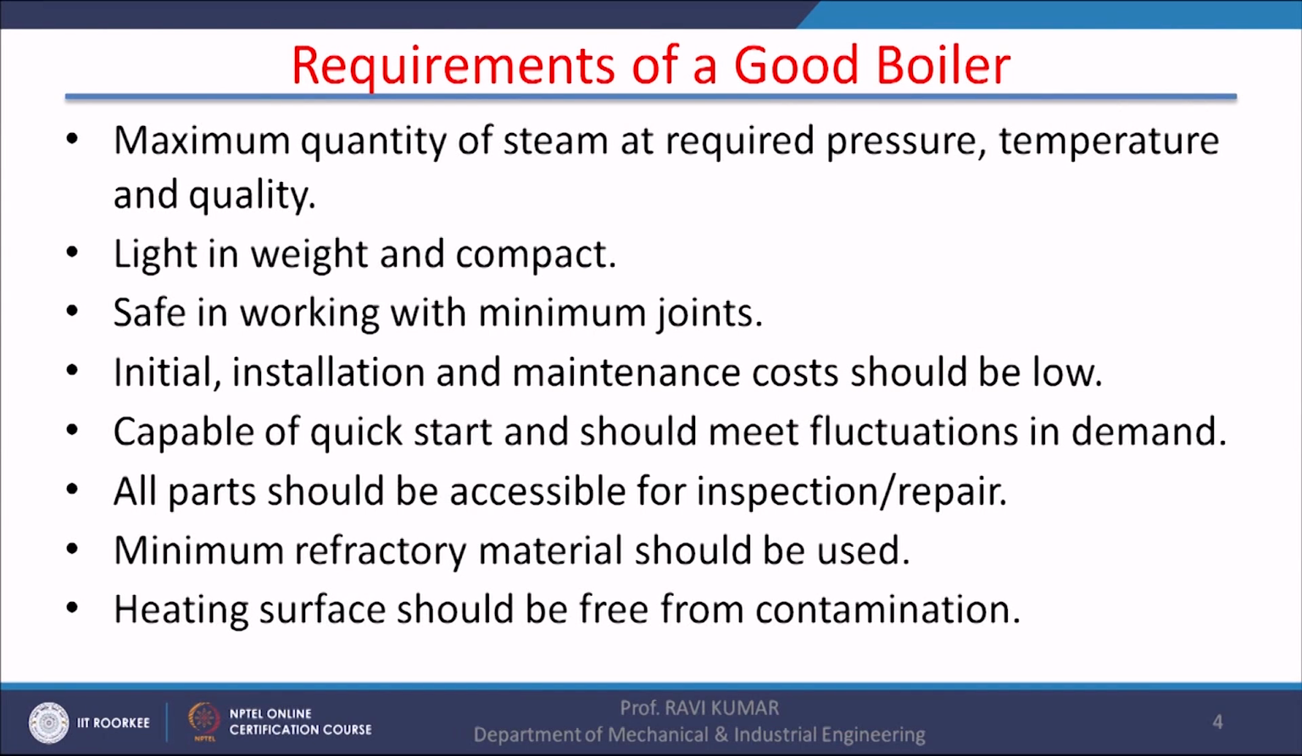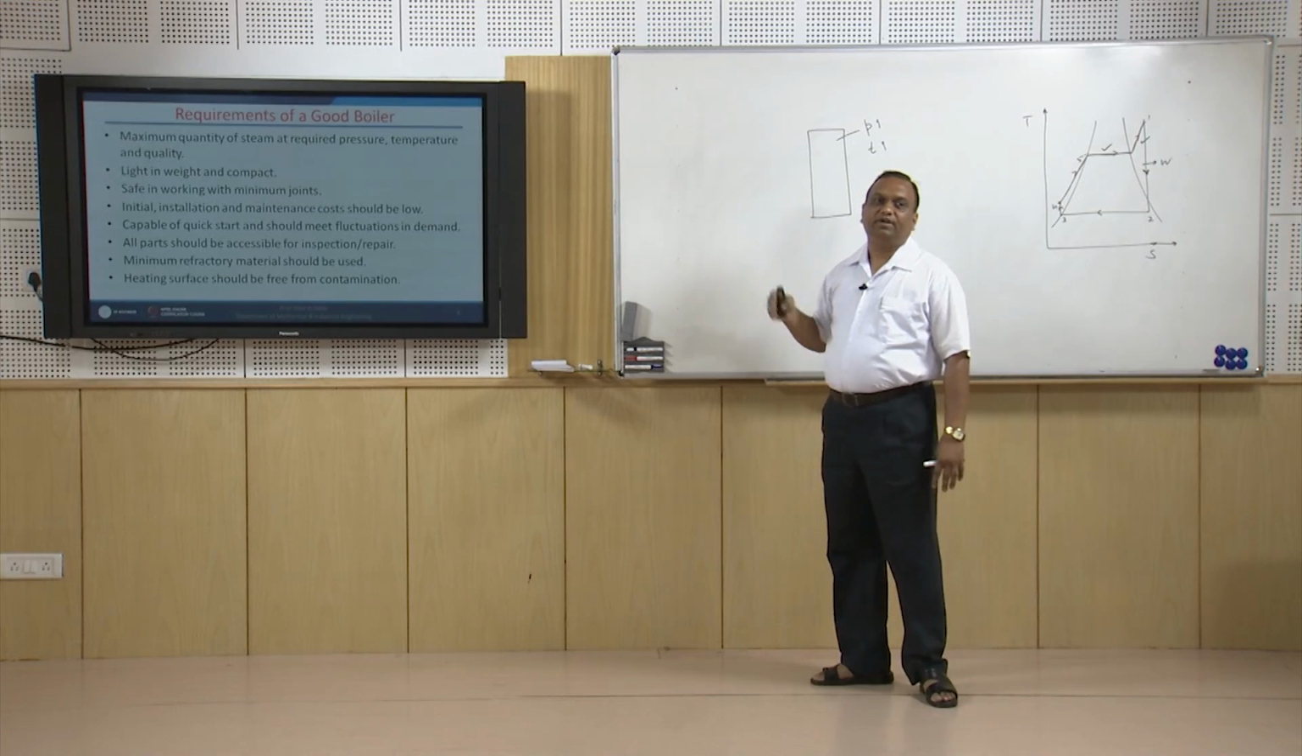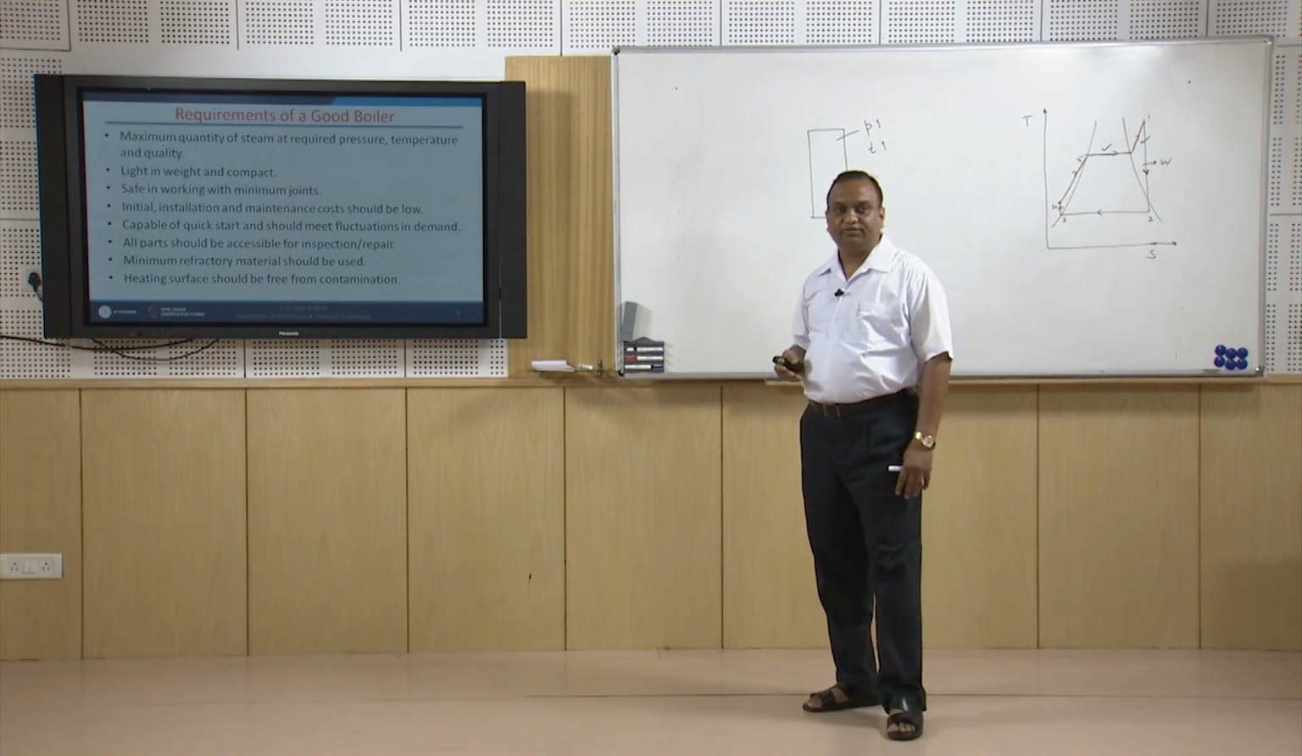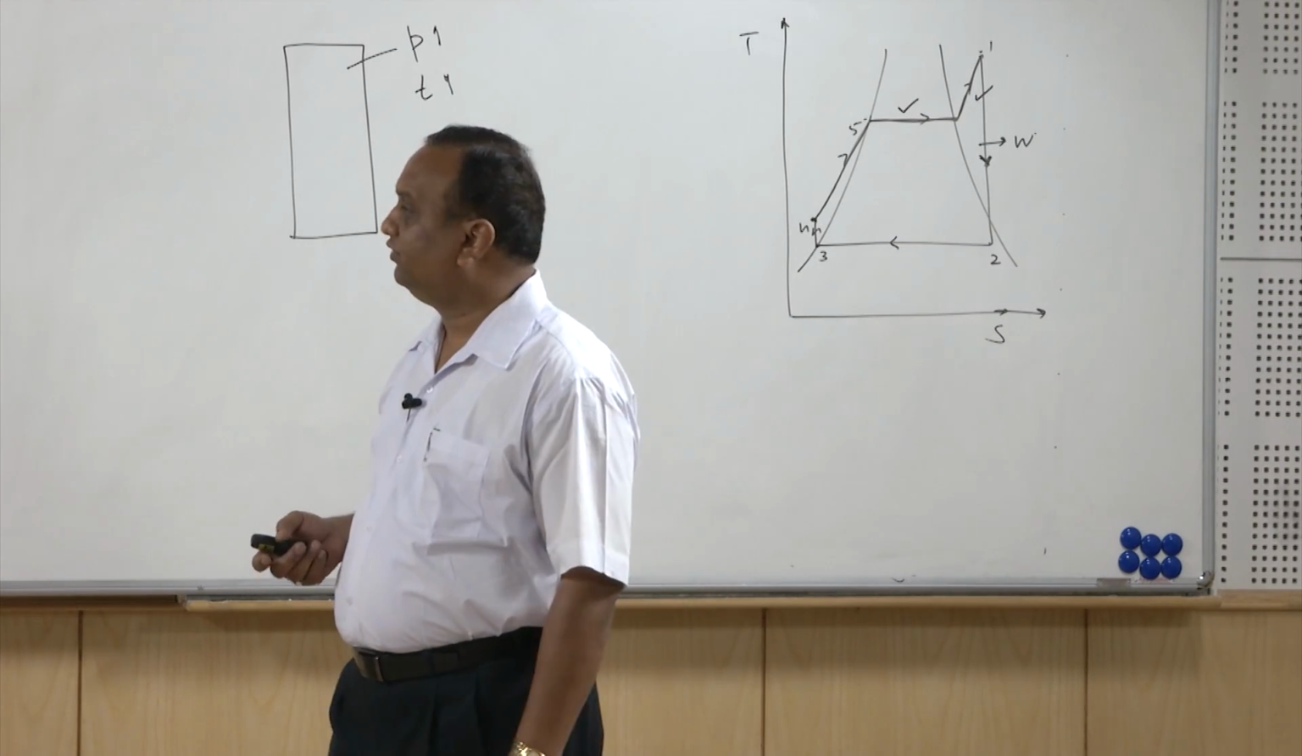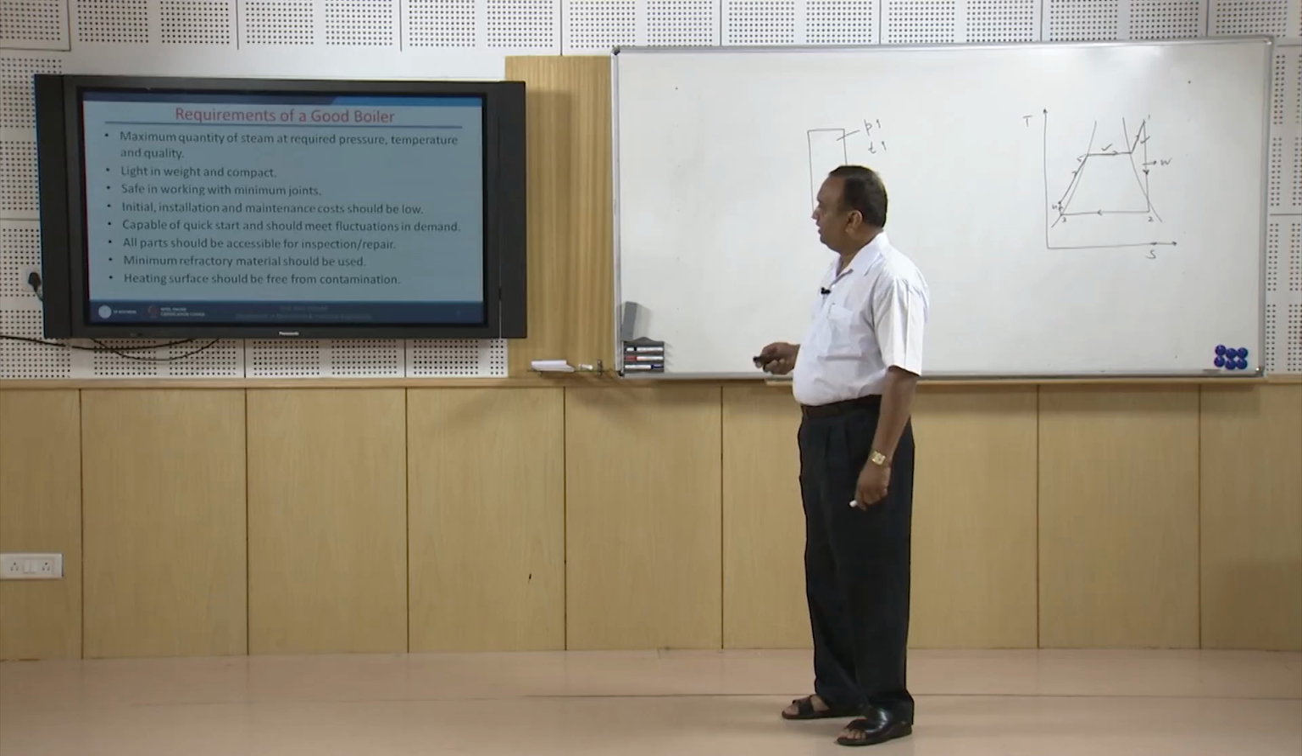Light in weight and compact. Boiler has to be light in weight, so transportation is easier. It has to be compact, it should occupy the minimum floor area. Safe in working with minimum joints. A boiler is a high pressure vessel, so if it has a minimum number of joints, the chances of leakage will also be minimized.